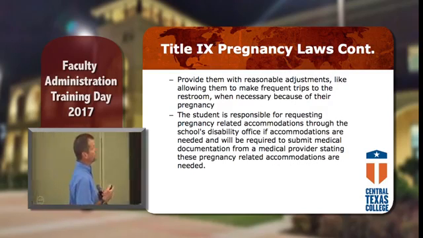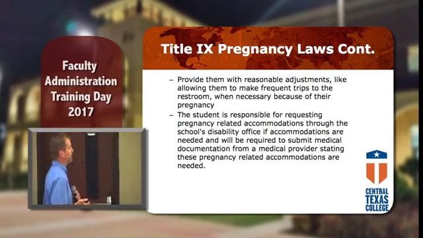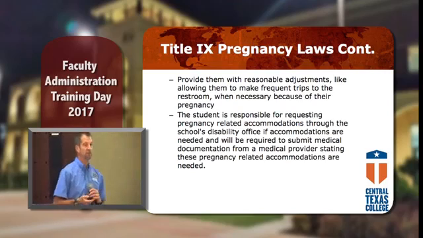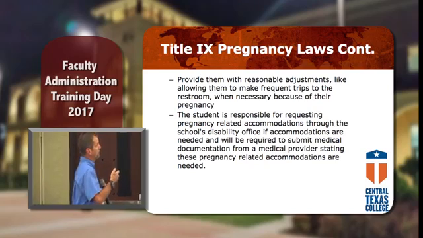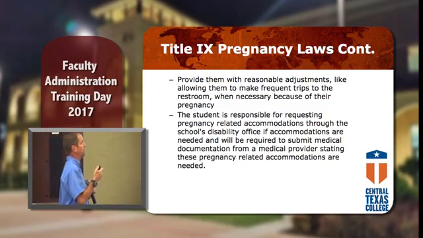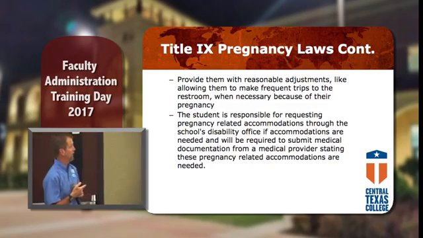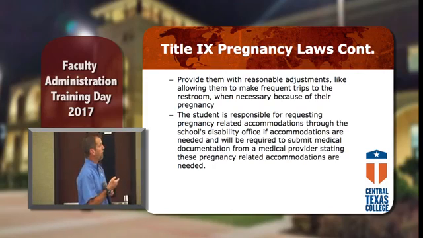We must provide them with reasonable adjustments, like allowing them to make frequent trips to the restroom when necessary because of their pregnancy. The student is responsible for requesting pregnancy-related accommodations through the school's disability office. We already said that part of it.